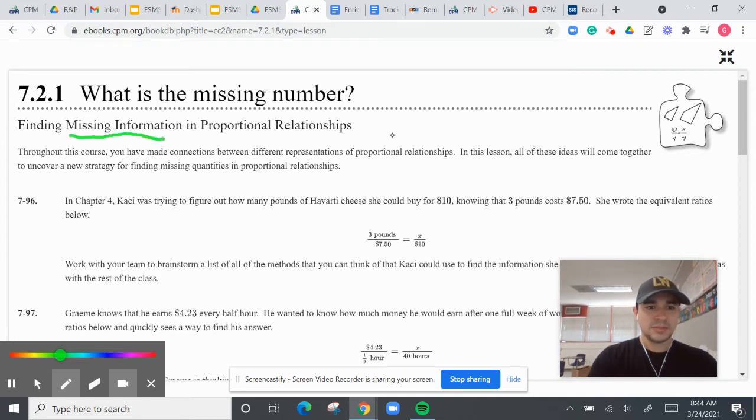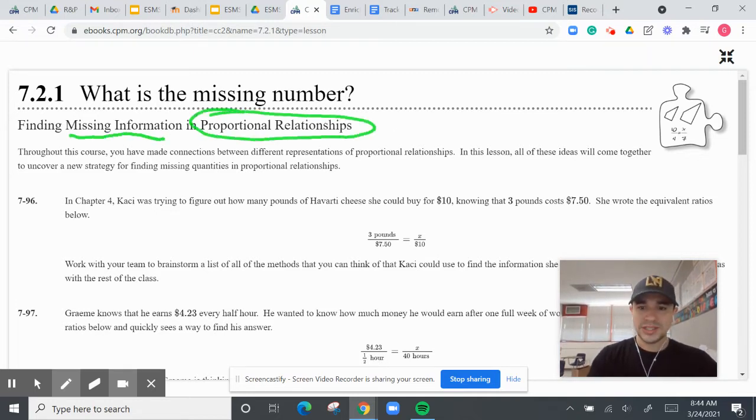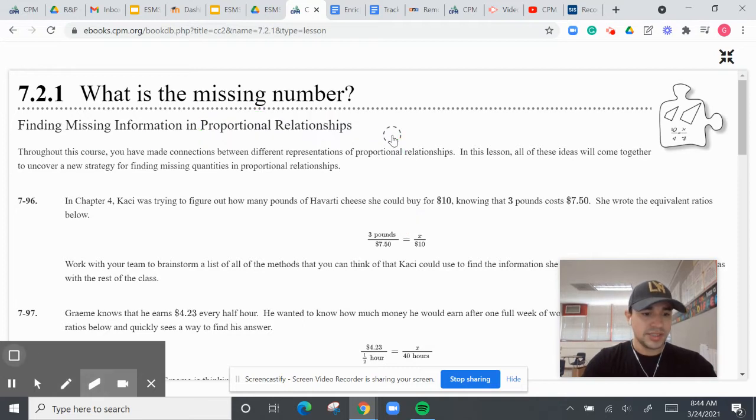We're going to be finding the missing information from proportional relationships, meaning that both sides are equal. When they are equal, what you do on one side is pretty much the same on the other, and we're going to figure out how we can solve that. So let's get started with 7-96.